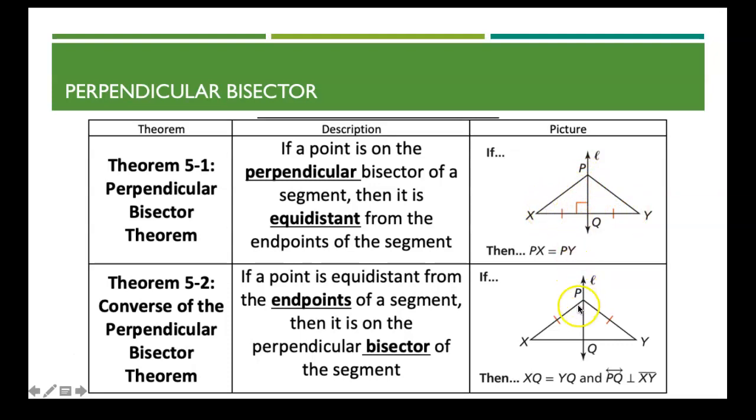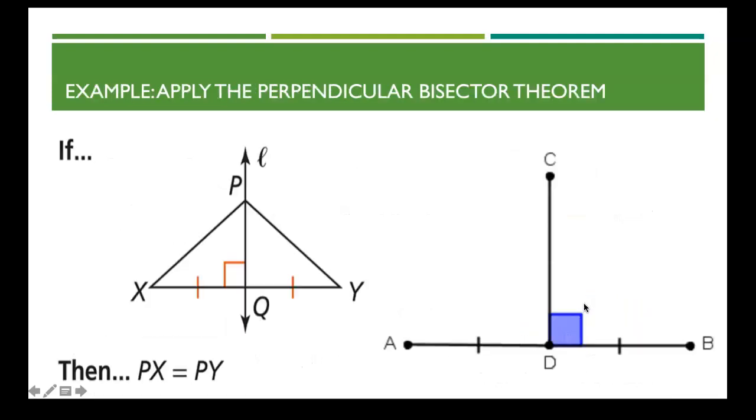Okay, and it also works the other way. It says if these two things are equal to each other, if the two hypotenuses are equal, then I know that point P is on the perpendicular bisector. So here, I have it zoomed in a little bit closer so that we can take a look at this and we can see what's really happening.